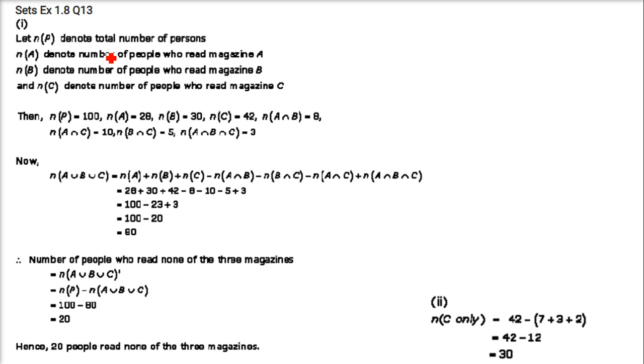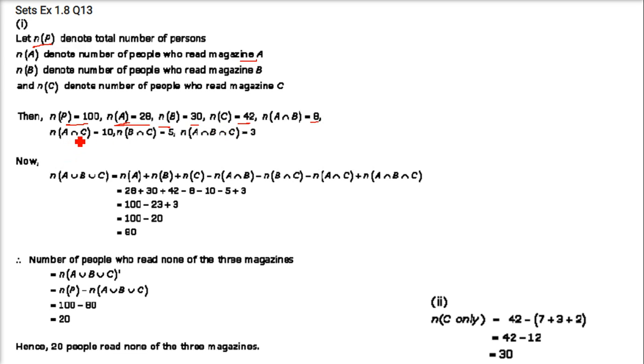Now, in a survey of 100 people, it was found that 28 read magazine A. Say NP is the total number of persons, and NA denotes the number of people who read magazine A. So 28 is NA, and total NP is 100. 30 read magazine B. Then 8 read magazines A and B, A intersection B. And then this C, magazine C. 42 read magazine C.